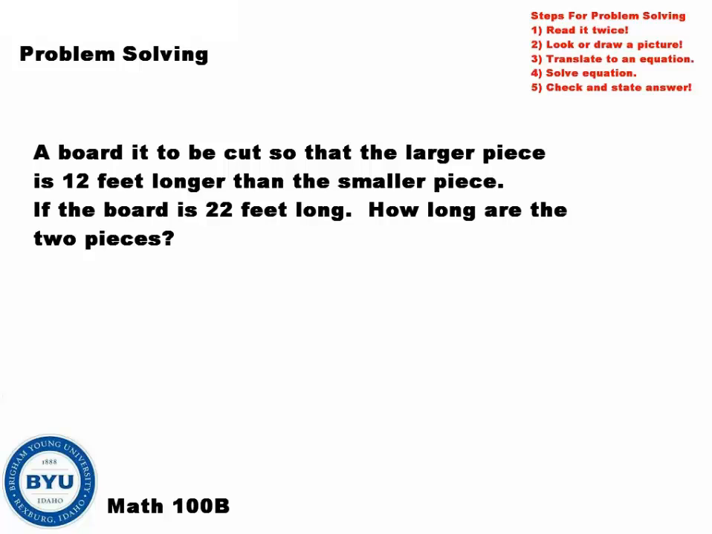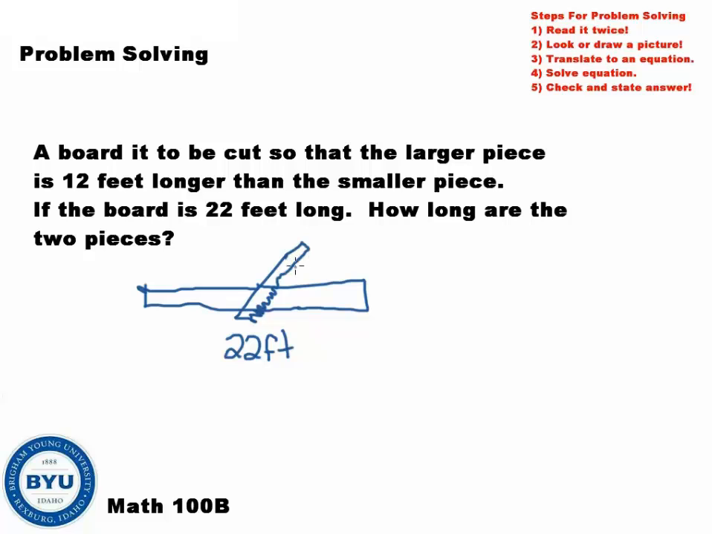Okay, so how'd you do? On this one, you would want to make sure, again, to read the problem twice. I would have drawn a picture. I would have drawn a board. Now, I'm not much of a drawer, like I said, but there we go. This is 22 feet long, and somewhere in here, we are going to take a saw with a handle and cut this board so that we're going to have a small piece, which I'm going to call x, and then a bigger piece, which is going to be 12 feet longer than the smaller piece.